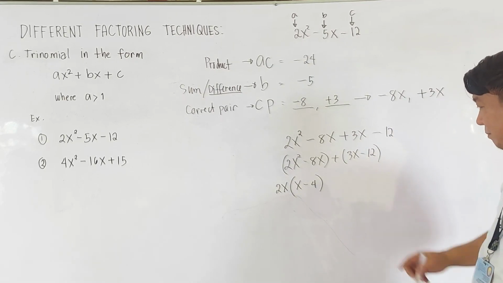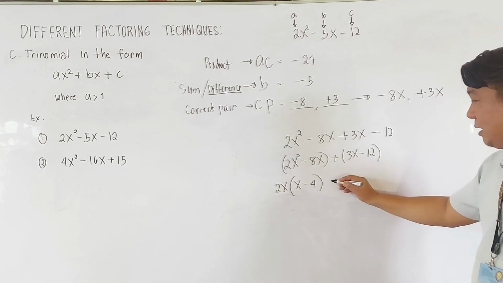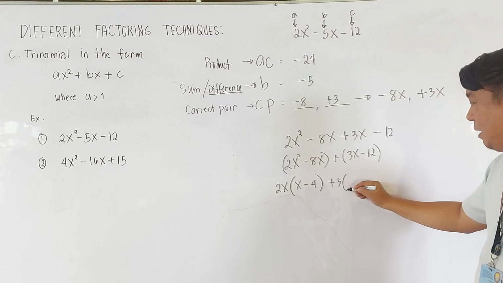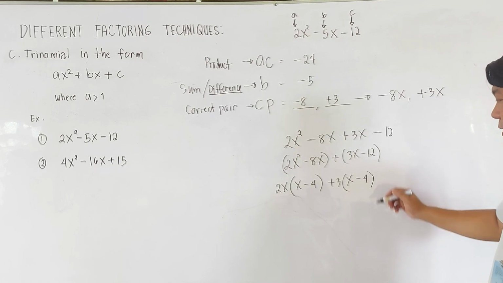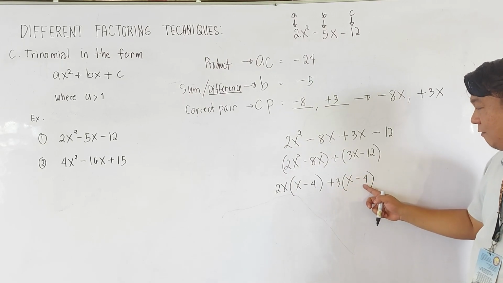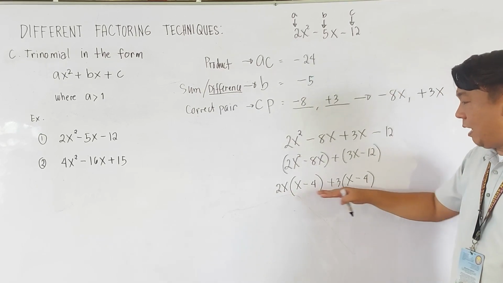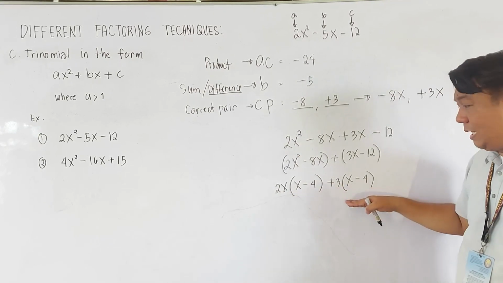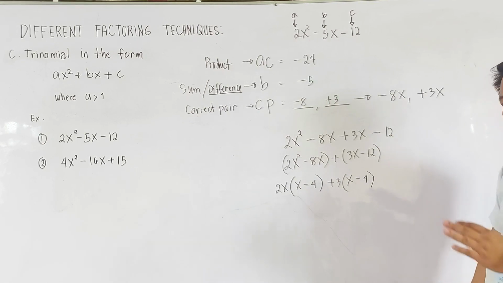Dito naman, ang common factor nila ay 3. Pareho silang may 3. So, ilalabas na natin si 3. So, matitira sa loob ay x minus 4. So, 3 times x, 3x, and 3 times negative 4 is negative 12. Pag meron kayong parehong factors ng binomial, ibig sabihin, you're doing the right thing. Tama yung ginagawa niyo, tama yung solution niyo.